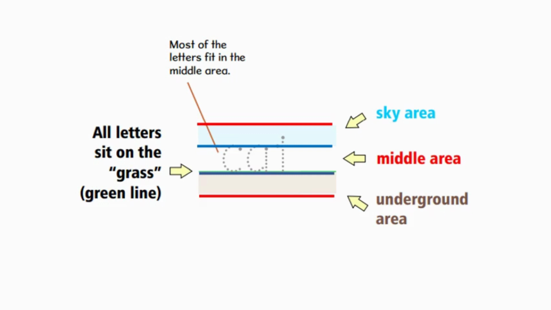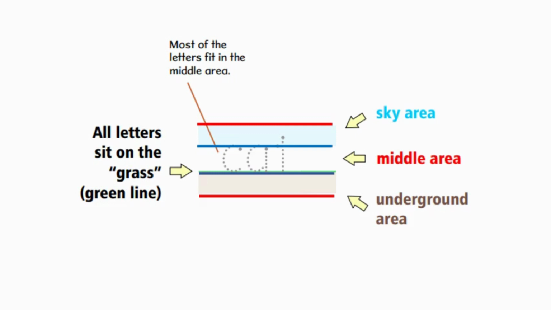So when we are writing, we have to know the names of the lines in your notebook. The topmost line is called the skyline. The second line from the top is called the aeroplane line. The third line is called the grass line. And the fourth line is called the ground line. Most of the letters in the English language fit in the middle area. And all the letters sit on the grass line. Can you see here? There is a green line over here. So most of the letters sit on the grass line.